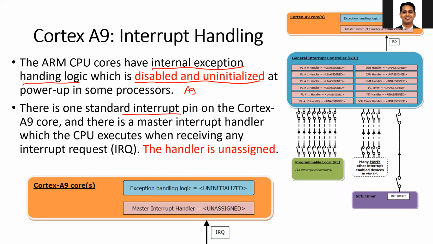And there is a master interrupt handler, which is nothing but a vector table, which will tell the core which GIC to communicate with. Here we have this GIC. Tomorrow you may write your own GIC, and in that case, we will tell this master interrupt handler to communicate with that particular GIC. So there is a master interrupt handler which the CPU executes when receiving any interrupt request. This handler is unassigned, because it should know whom to contact when the interrupt happens. So we need to make sure that we take care of the assignment.